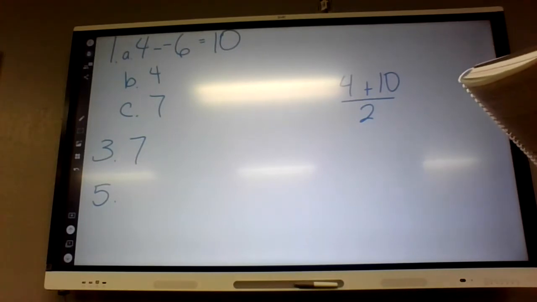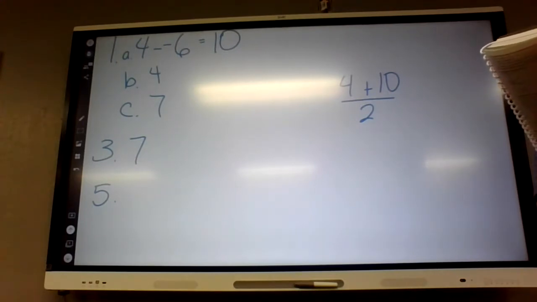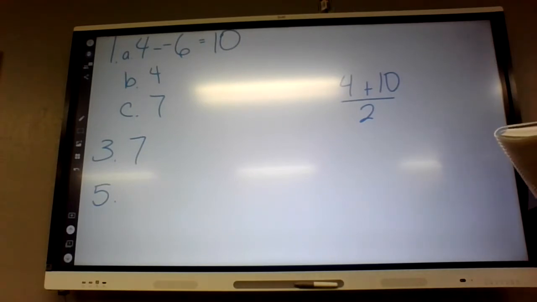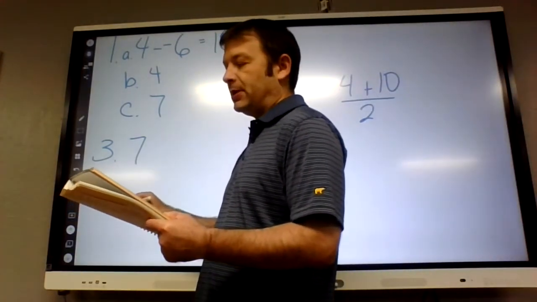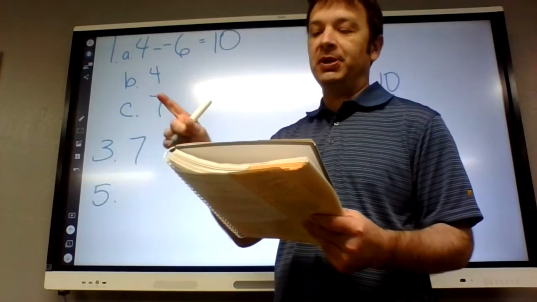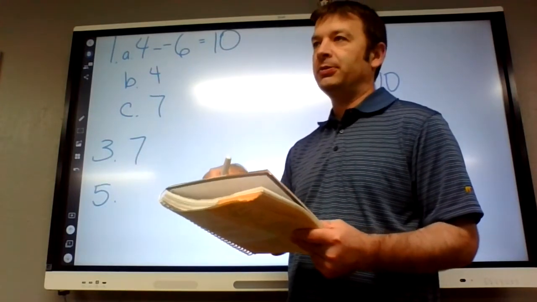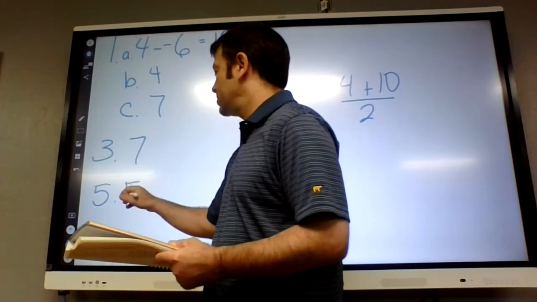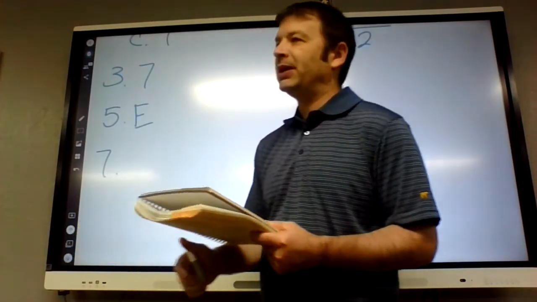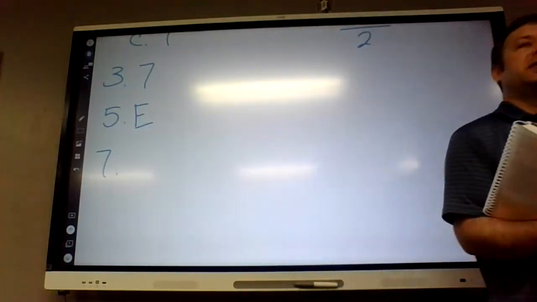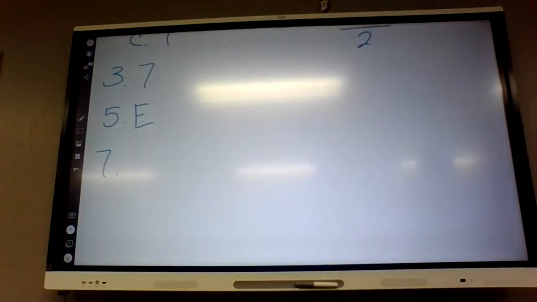Number 5, which point is the midpoint of segment CG? Well, that one's kind of easy because it goes from -6 to 6. So what's right in the middle of that? 0. Halfway between -6 and 6. Oh, but they didn't ask for the coordinate, they asked for the point itself. So what's the point at 0 called? E. They actually wanted E. Coordinate is a number that gives you location. The point itself we label with letters.